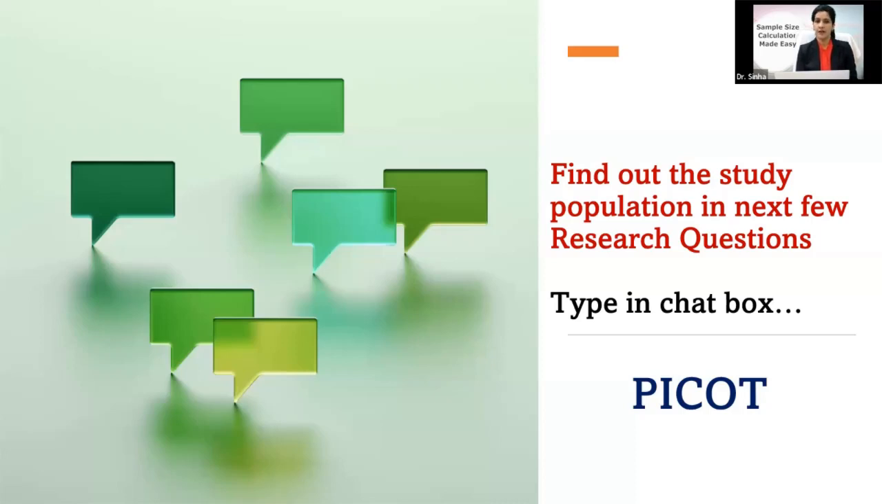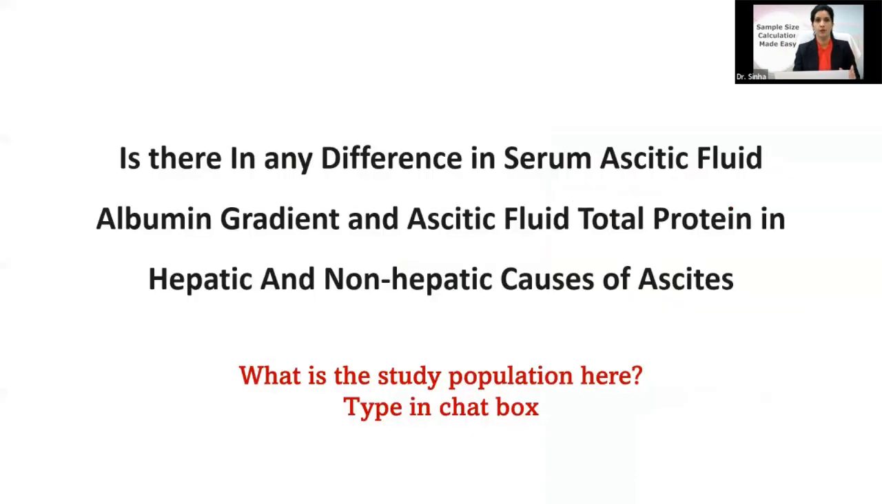So let's find out P from the following questions, because we want to know about this population about which we want to infer our result, about which we want to project our result. That's why the knowledge and the concept of population is very important. So now you have to type in the chat box regarding the population in the following research question.